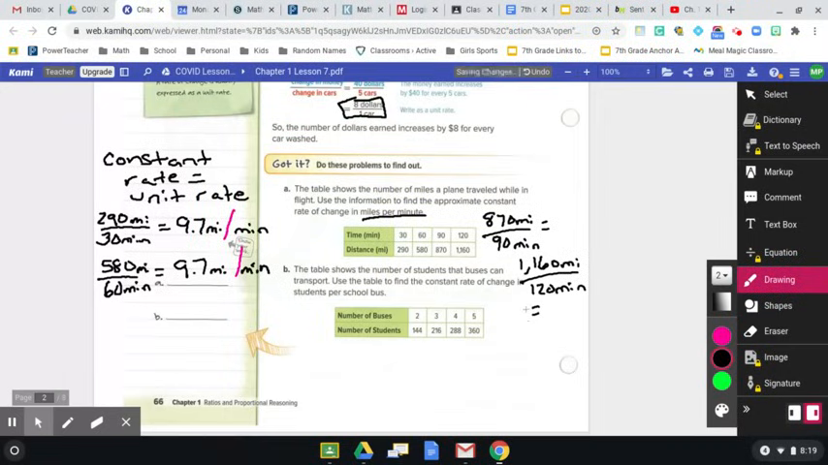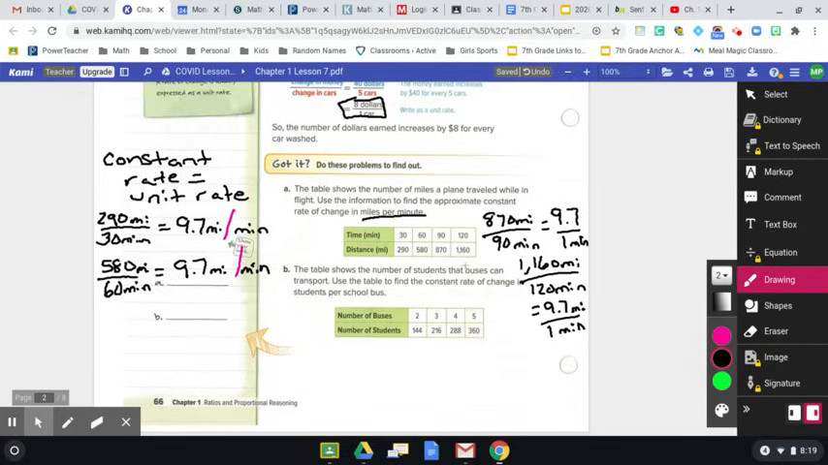And when you divide, what do you see? You should see, again, 9.7 rounded, right? Because it's 9.66, 9.7 rounded miles per minute. And the same thing here. So I know it seems cumbersome to have to divide all of it out, but you should.